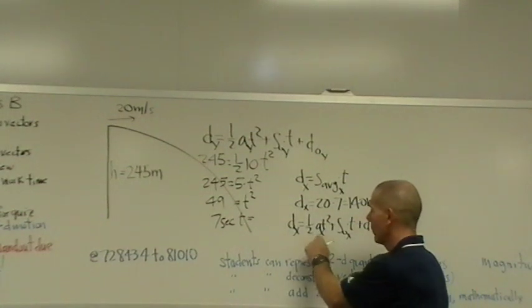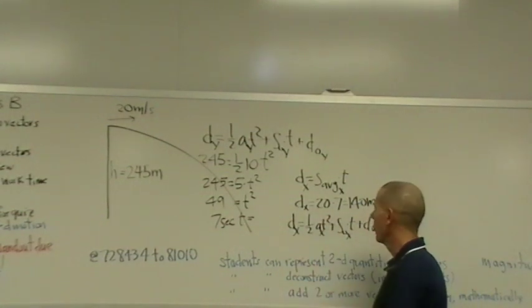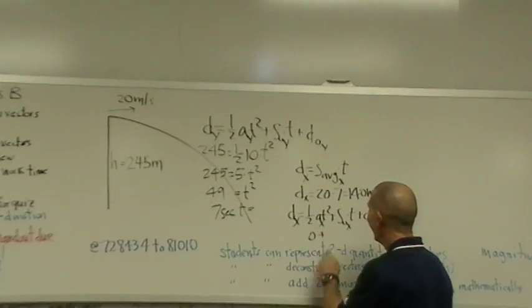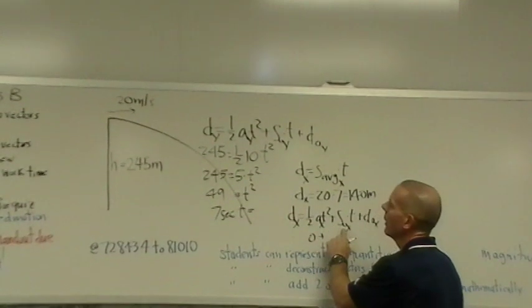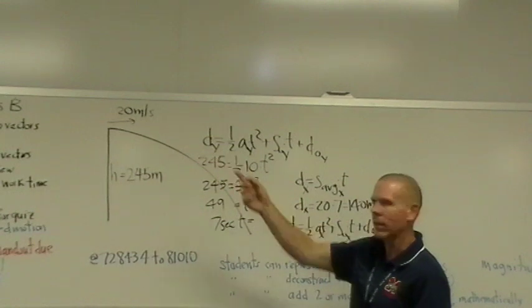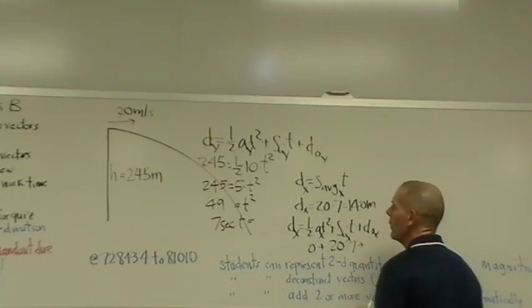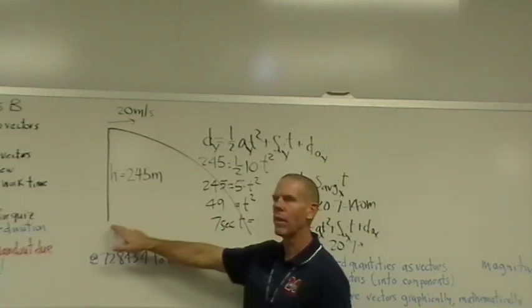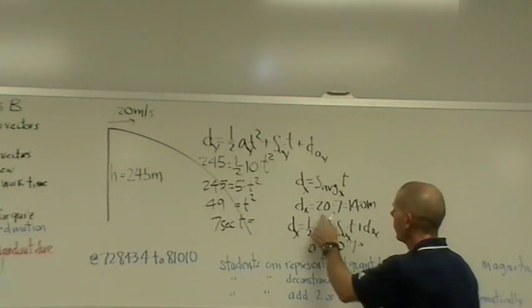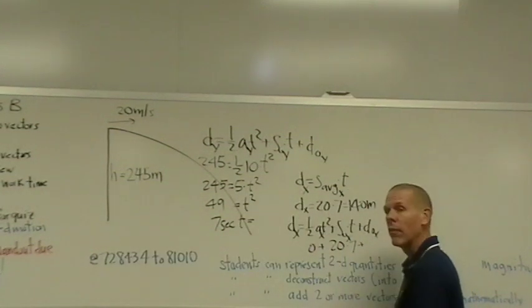Half of 0 is 0, 0 times t squared is still 0. This part turns out to be 0. The original speed in the x direction, well, it's just 20. So I'm going to take 20 times 7. I'm going to call the original distance back and forth. I can also call that 0. So once again, I still just end up multiplying 20 times 7.